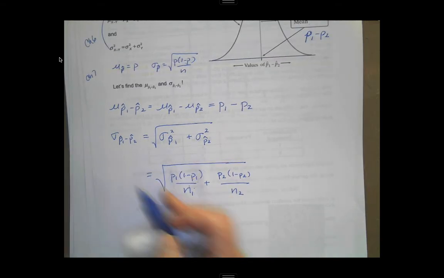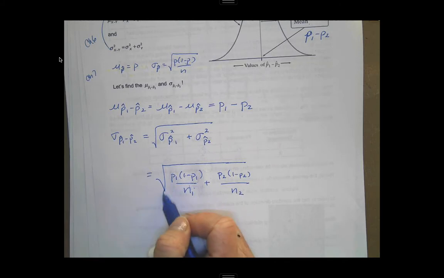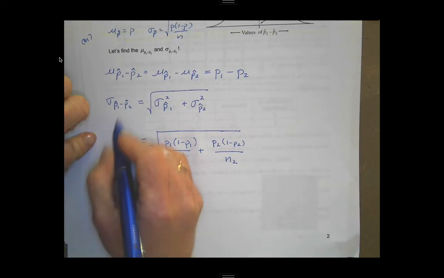So basically, I'm taking the variance of the P hat 1 plus the variance of the P hat 2 and taking the square root of it. Okay, so this is your standard deviation.